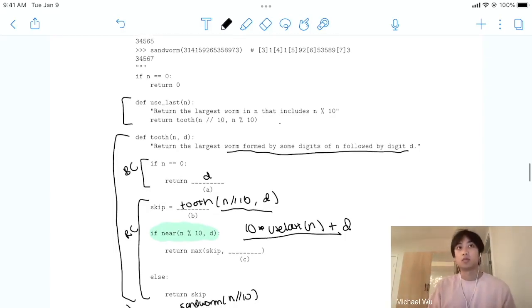So the reason why this works is because essentially this is another recursive call, right? Skip is another recursive call to tooth that takes in n floor div 10, so getting rid of the last digit, and d.